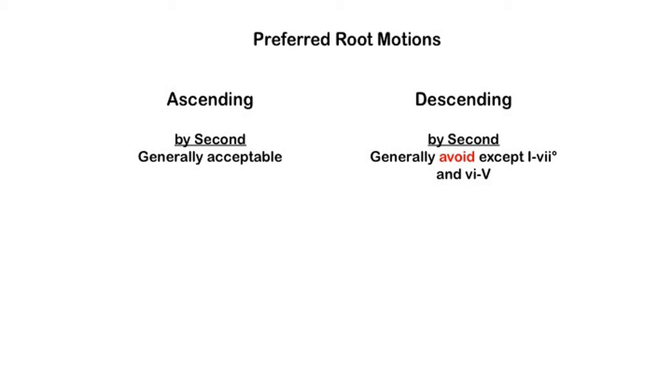And that works because we have a strong predominant sound with the submediant moving to a strong dominant sound with the dominant, which then resolves out to the tonic. Other instances of root motion down by second just don't work all that well.